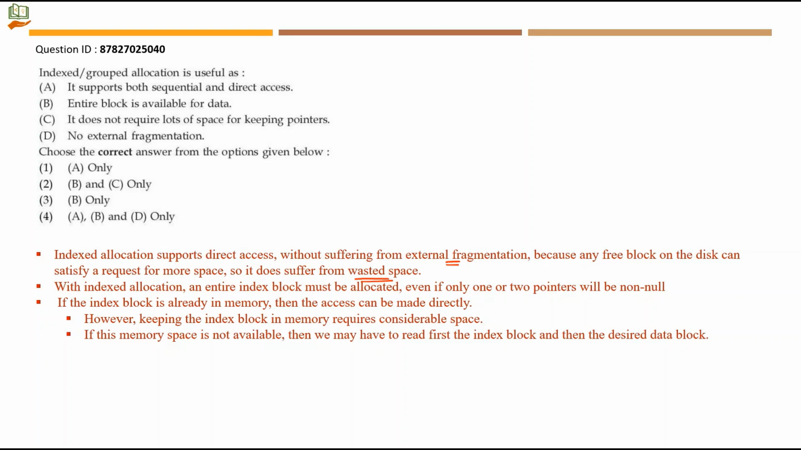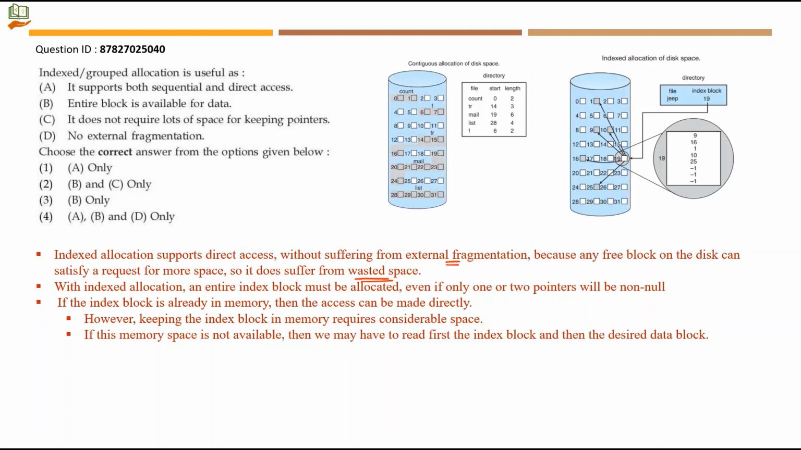However, keeping the index block in memory requires considerable space. If this memory space is not available, then we may have to read the first index block and then the desired data block. So in continuous allocation, what happens is we continuously allocate the files. So it starts from 0 index and the length is 2. So 0 and 1 is for count file. Then if you take F file, it starts from 6 and the length is 2. So only 6 and 7 will be allocated for F.